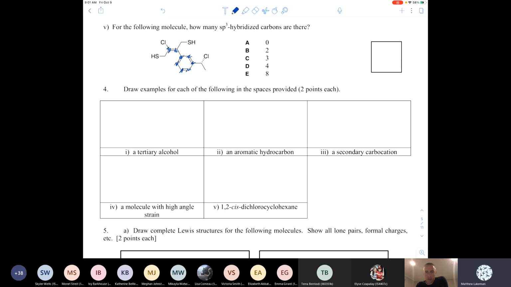None of those carbons I kind of blanked out in blue, all of those are sp2, so none of those are sp3. How many other ones do we have? We have one here that's sp3, one here, and one here. So that answers D.